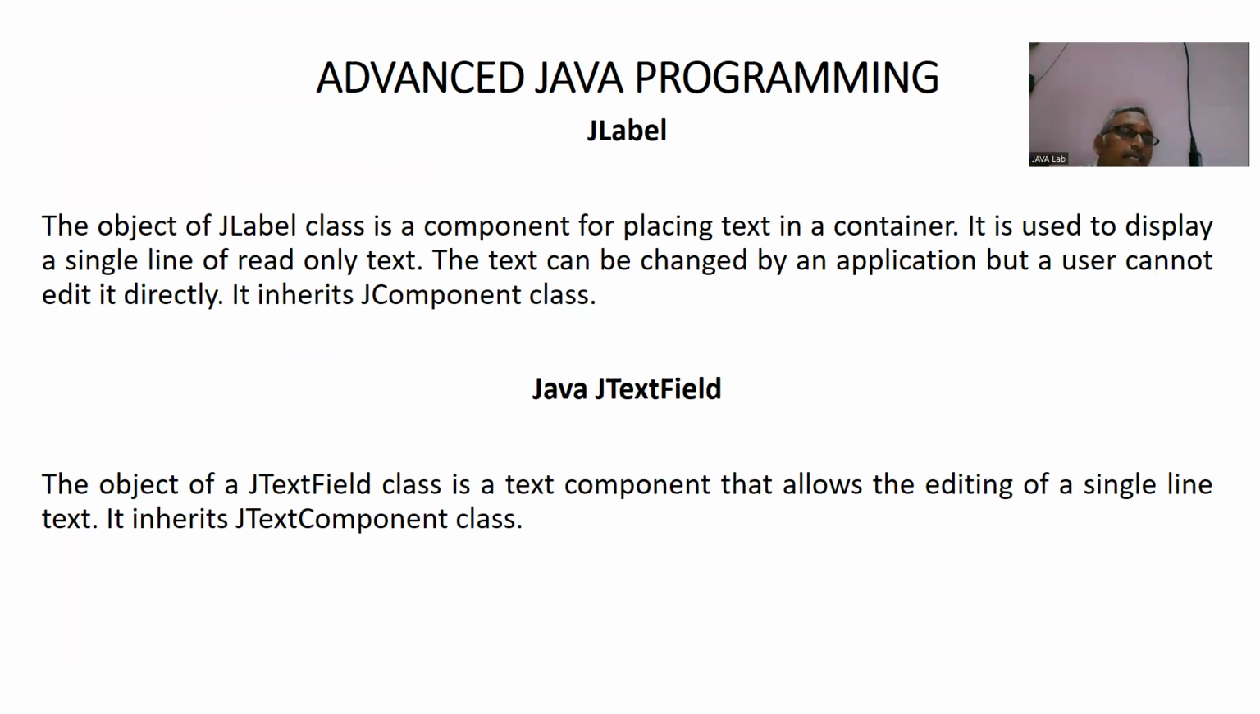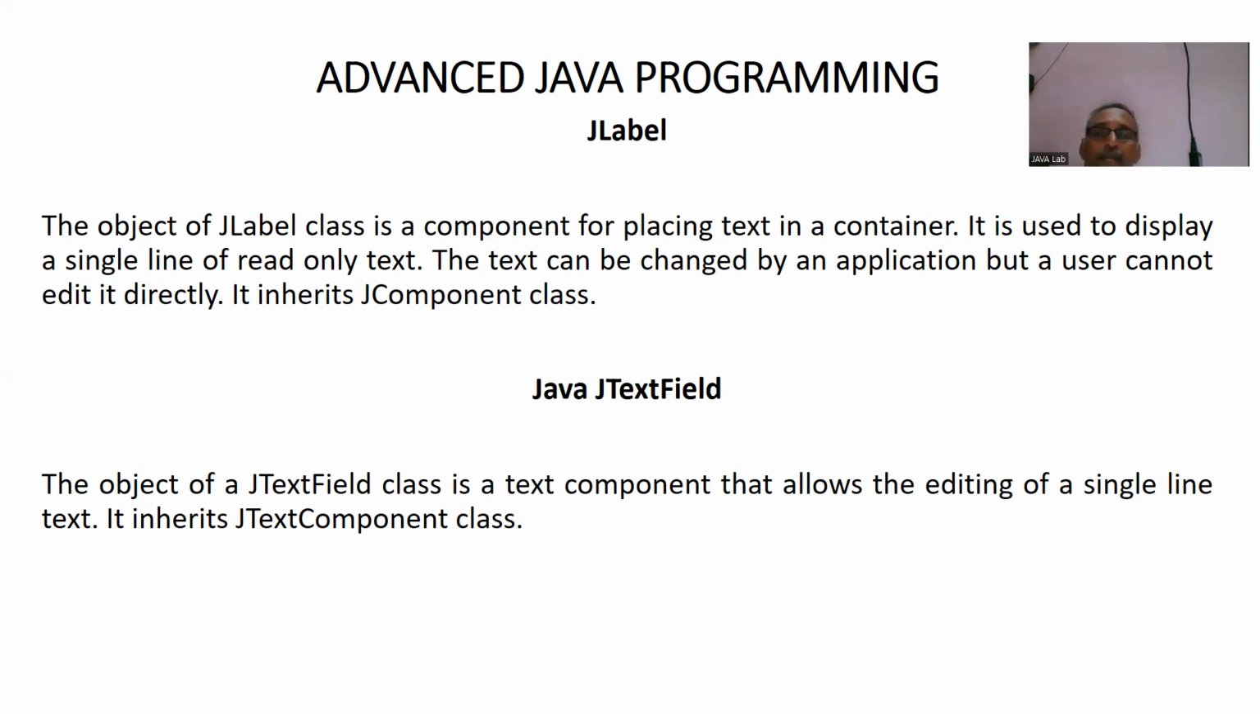Commonly used constructors: JTextField(), JTextField(String text), JTextField(String text, int columns), JTextField(int columns). The empty constructor JTextField() creates a new text field. JTextField(String) creates a new text field initialized with the specified text. JTextField(String text, int columns) creates a new text field initialized with the specified text and columns. JTextField(int columns) creates a new empty text field with a specified number of columns.